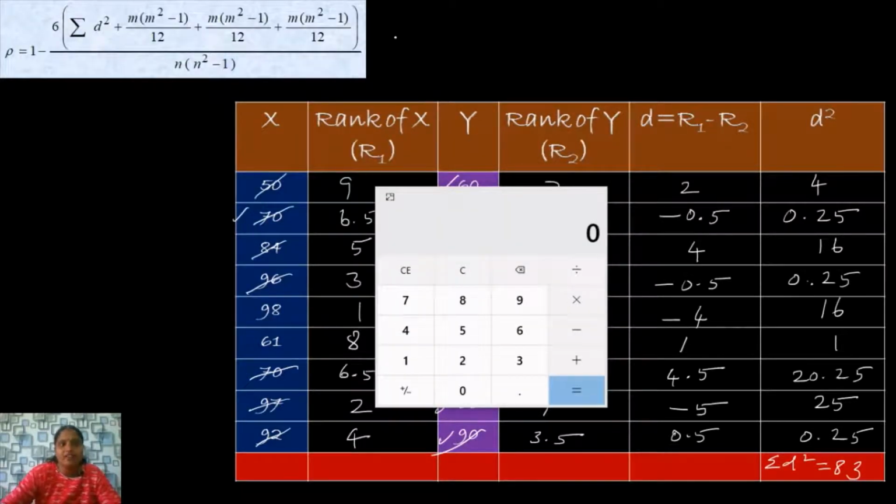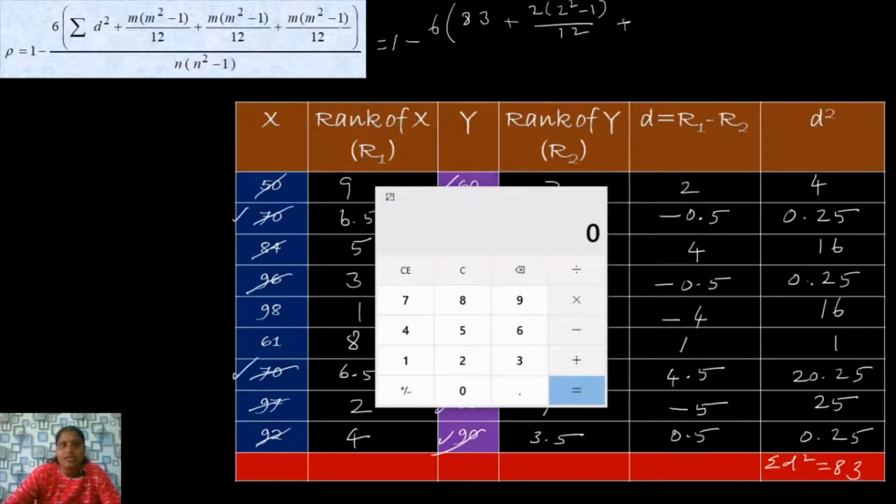Now we calculate the value of rho by substituting all the values. 1 minus 6 into sigma d square, which is 83, plus m square minus 1 over 12. Here the first value of m is 2. Since the value 70 is repeated in x series, we take the value of m as 2, because m here represents the number of times a particular value is repeated. 70 is repeated 2 times, so we substitute m is equal to 2 here.